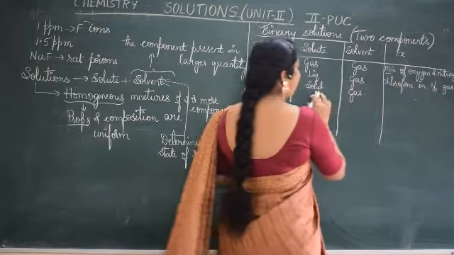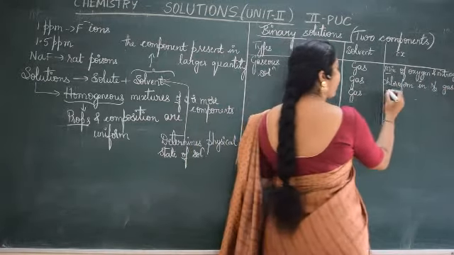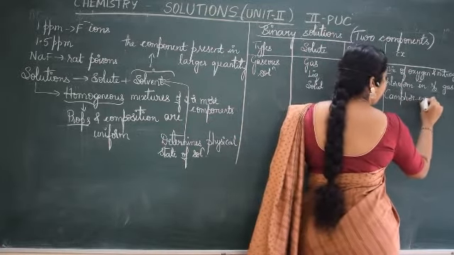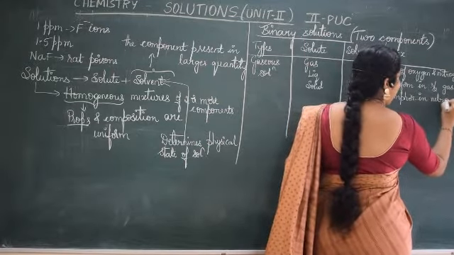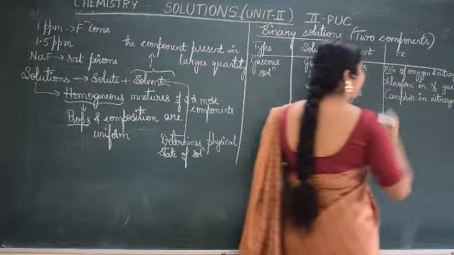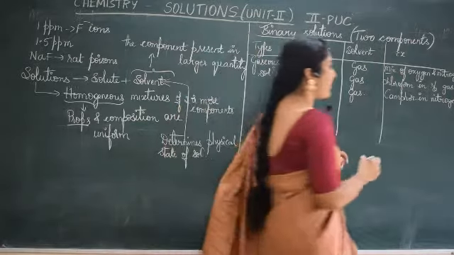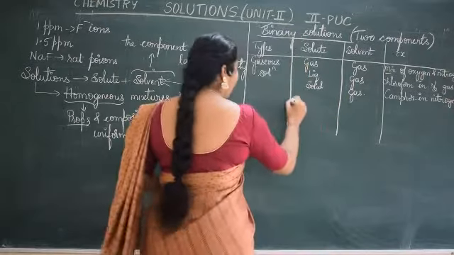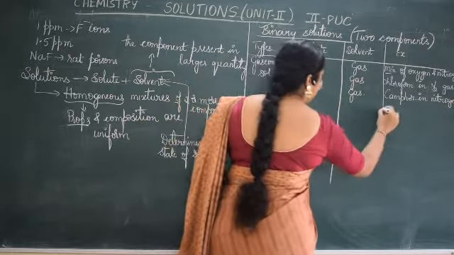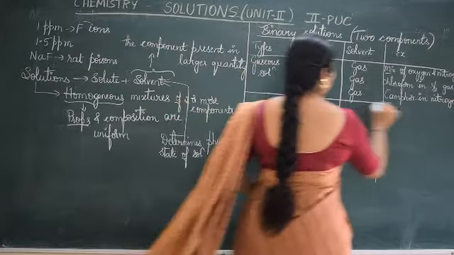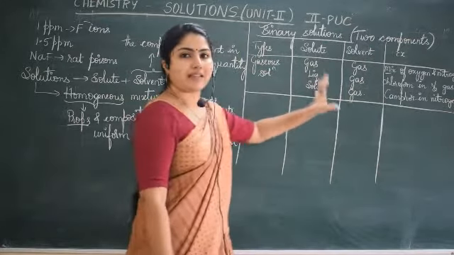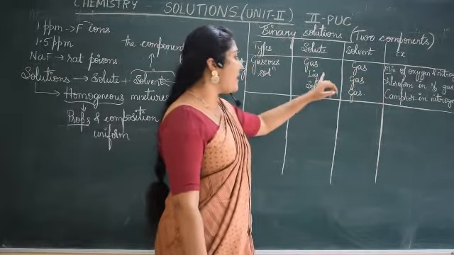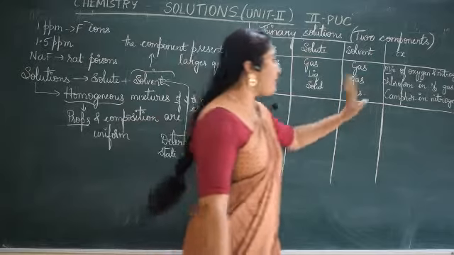Example: solid and a gas. Camphor in nitrogen gas is an example. Camphor is the naphthalene ball thing. Camphor in nitrogen gas is an example for this type of solution. So we know some examples for gaseous solution where solvent must be gas. If we have to call it a gaseous solution, solvent must be a gas, whereas solute can be a gas, liquid or solid. And examples however you know.